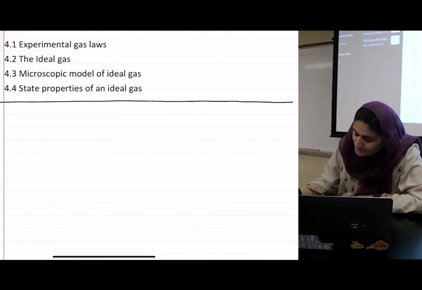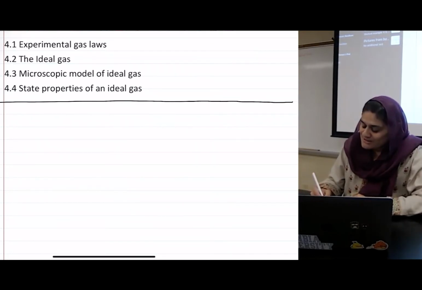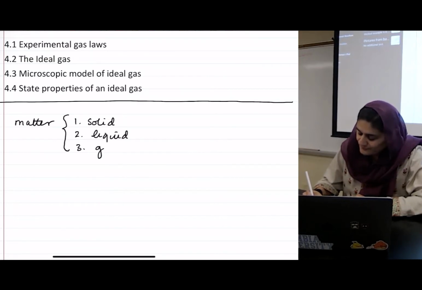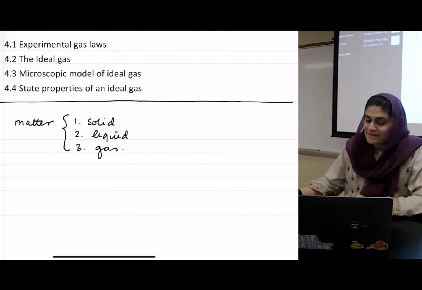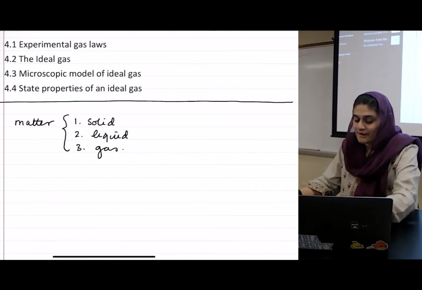So we will talk about gas laws, the ideal gas, microscopic model of the ideal gas, and the state properties of the ideal gas. So how many states can matter exist in? And how many of them are important to us? I'm going to ignore these two. Solid, liquids, and gases. And also plasma, but we don't care about that for now.